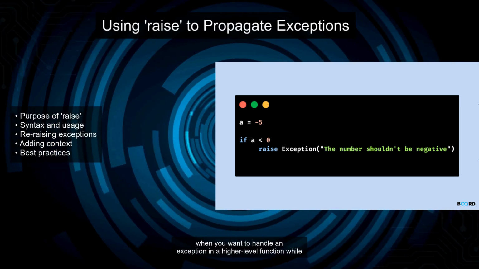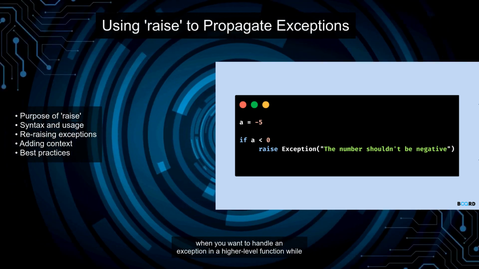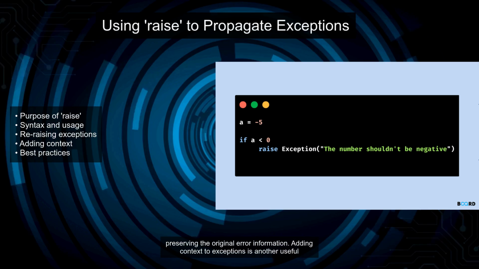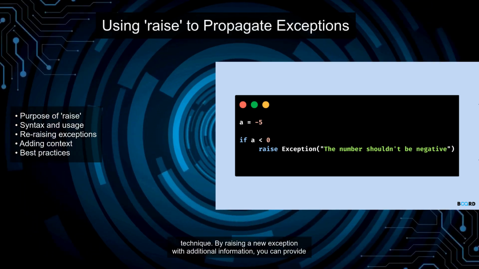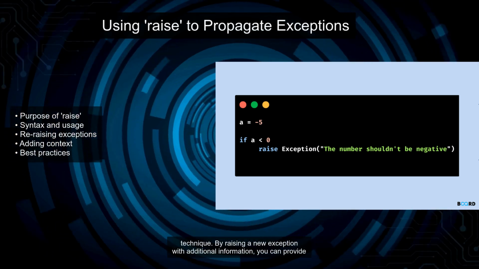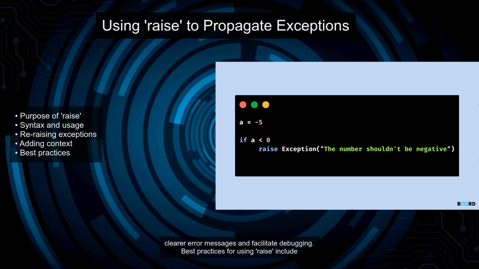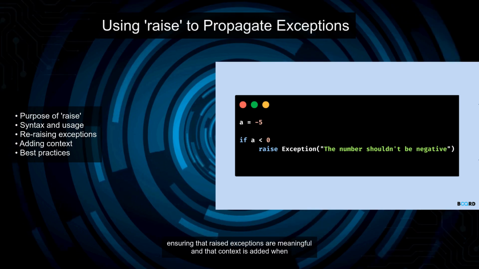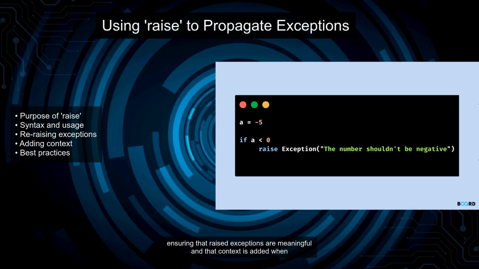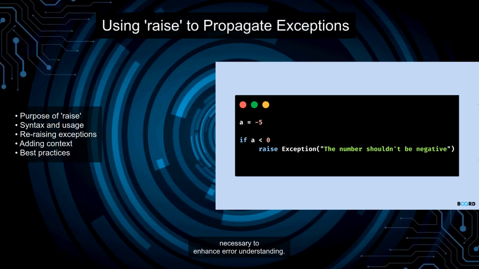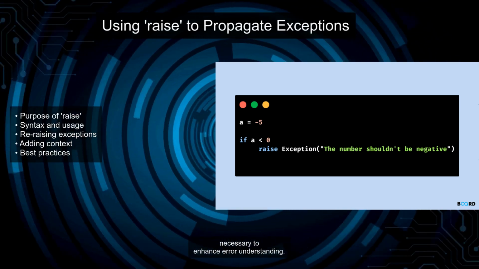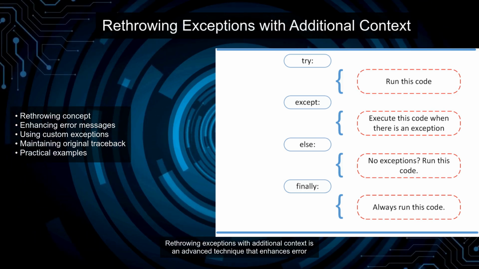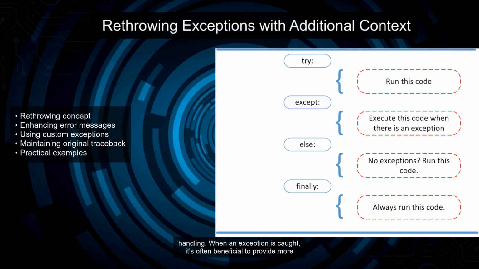Re-raising is beneficial when you want to handle an exception in a higher level function while preserving the original error information. Adding context to exceptions is another useful technique. By raising a new exception with additional information, you can provide clearer error messages and facilitate debugging. Best practices for using raise include ensuring that raised exceptions are meaningful and that context is added when necessary to enhance error understanding.